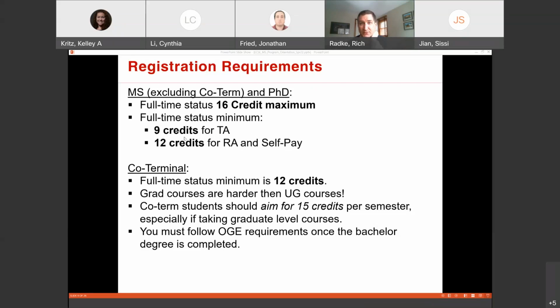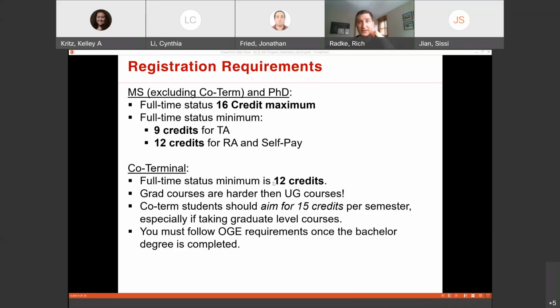That can cause big problems for you, could potentially cause problems with your visa, and certainly would cause problems for us in the department. So when you're planning your courses for this semester, it's important to leave yourself a little bit of slack. So if you have to drop a course, will you still be above these minimums, right? That's really important. Coterm, 12 credits is your minimum, right?